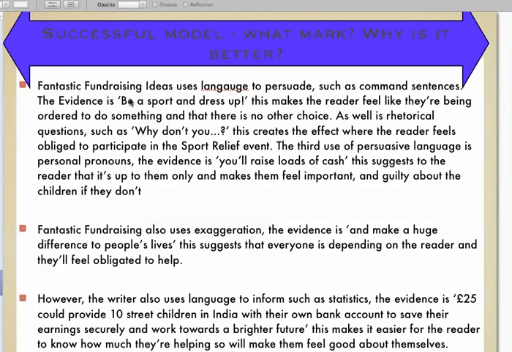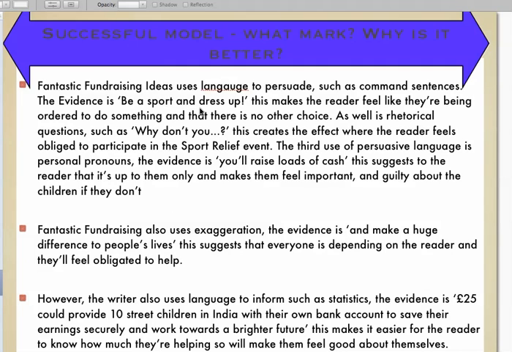Okay, here's a model which achieves a better mark. What mark would you give it? Why is it better? So pause now and then we'll have a look at that and have a talk about it in a second. Okay, hope you've done that now.